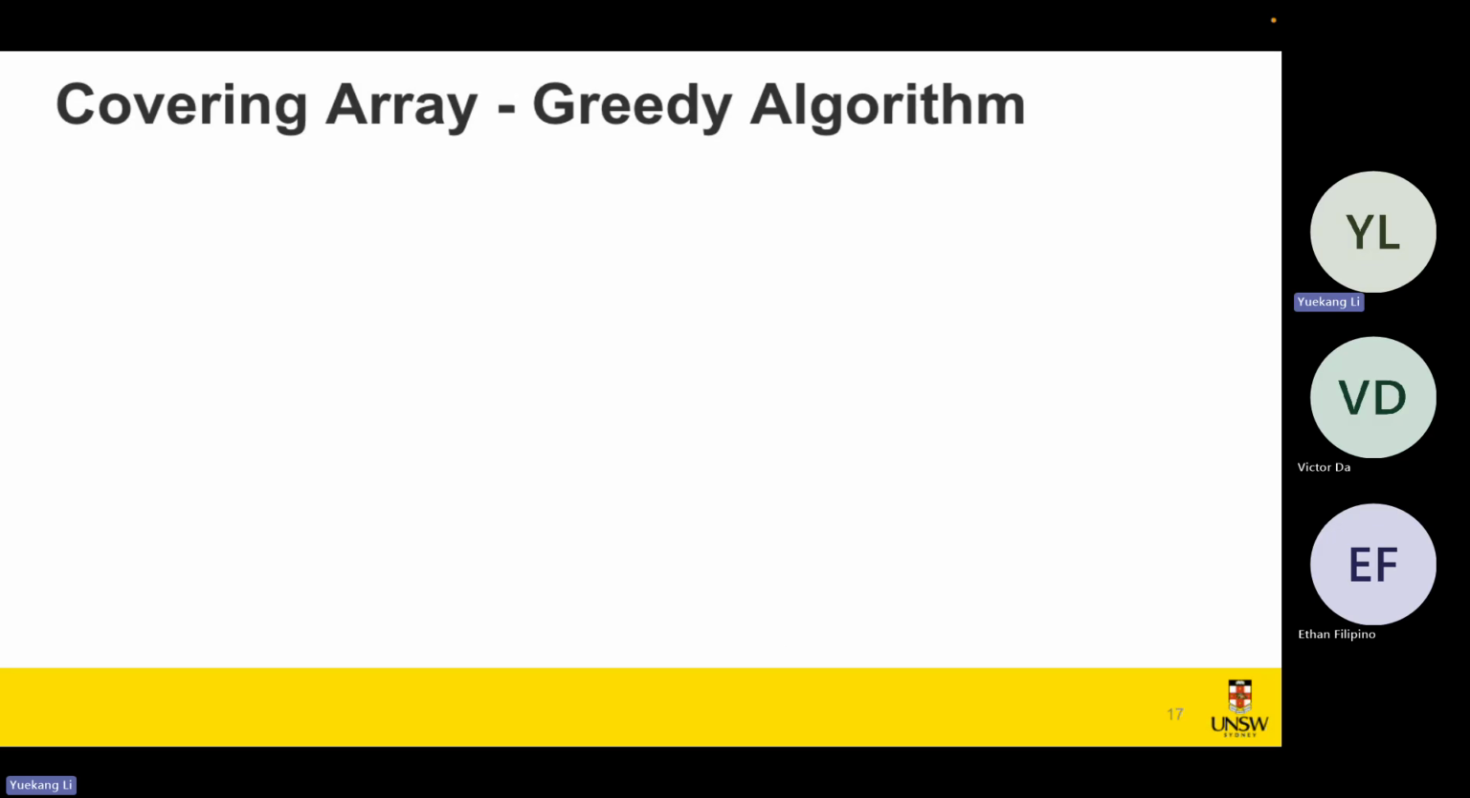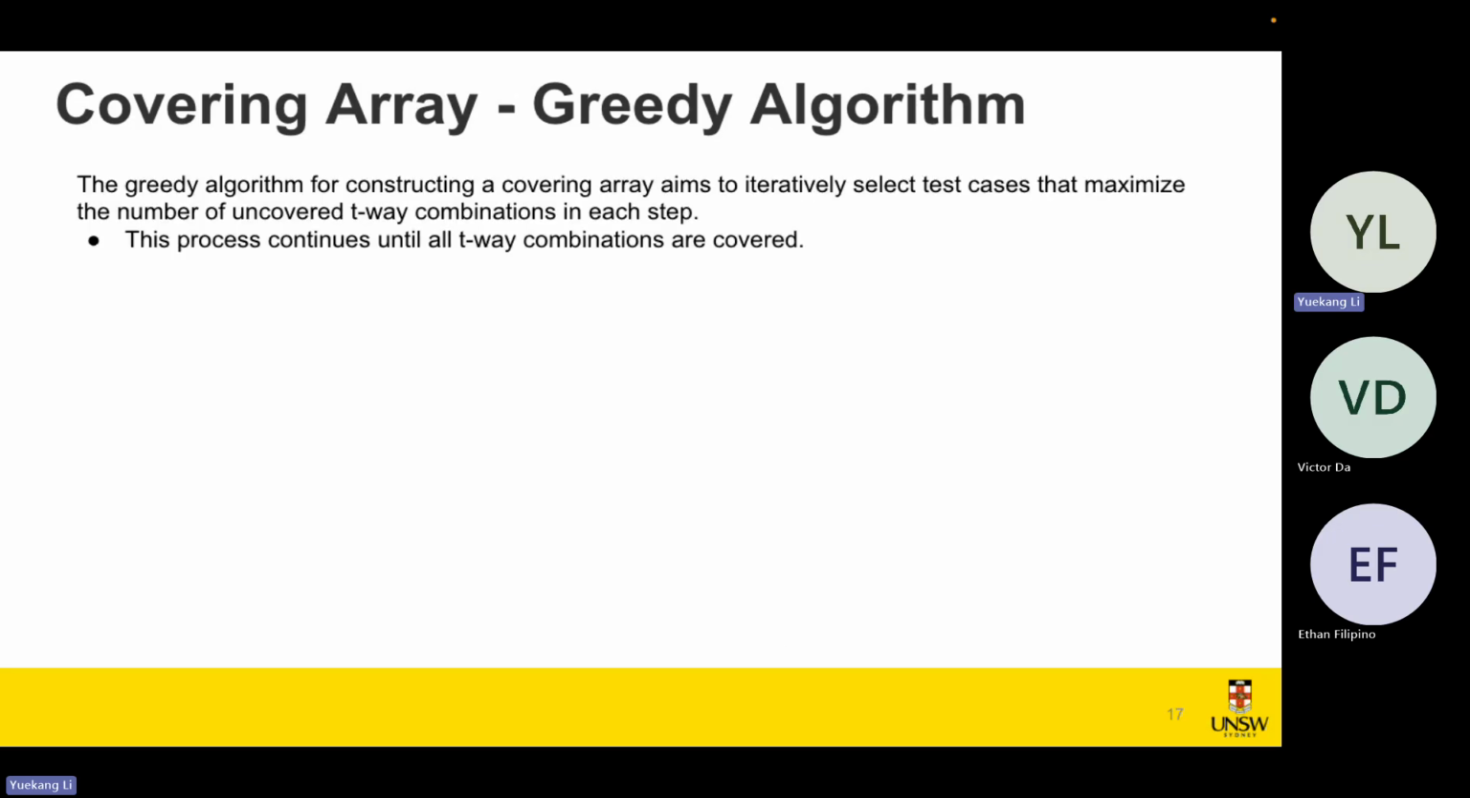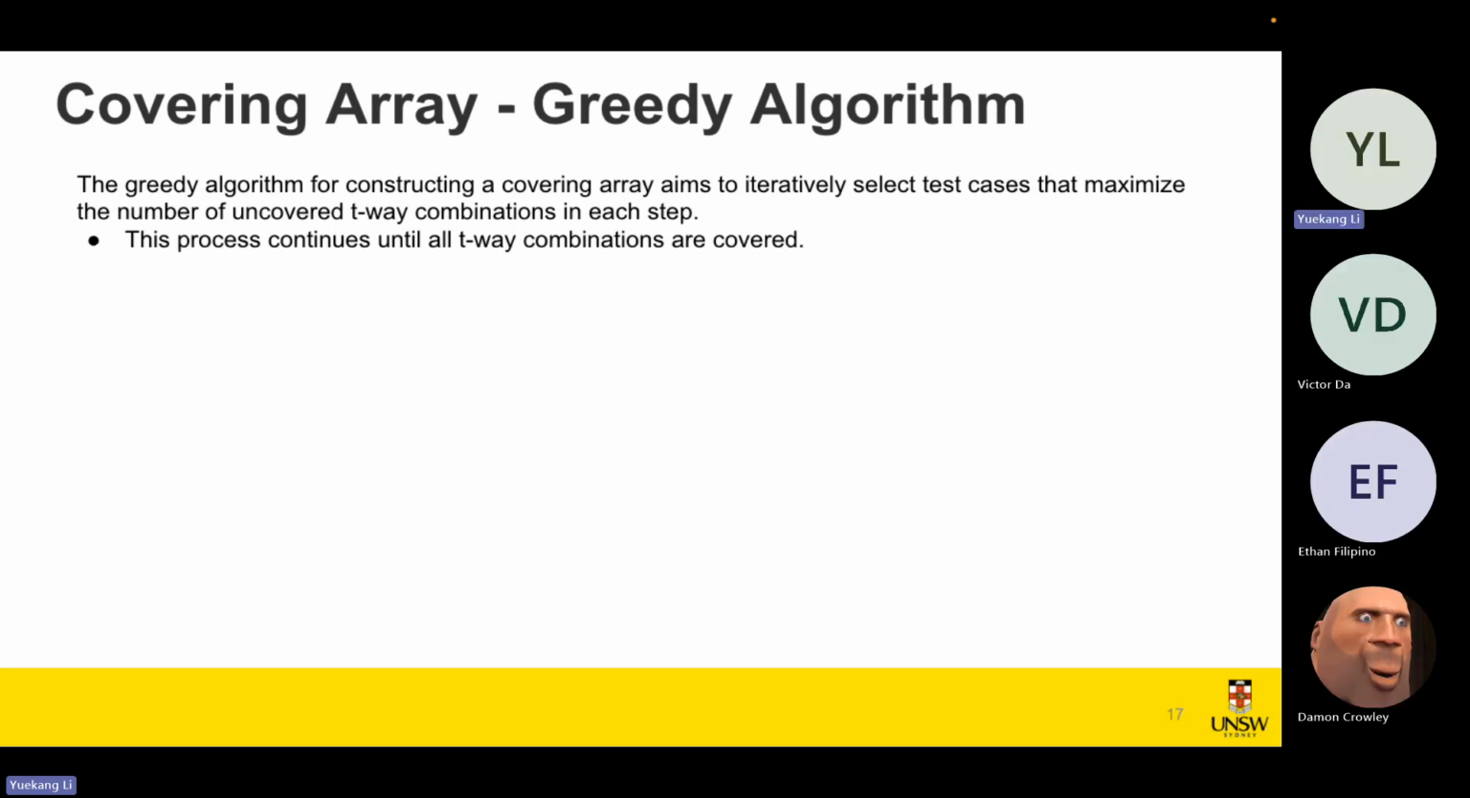So you might have learned greedy algorithm somewhere else, right? Greedy algorithm is to maximize the gain at each step, right? So the key here is how do we measure the gain of value at each step. The gain of value here is that at each step we try to create the test case that can maximize the number of patterns we can cover at each step. So this is the key of the greedy algorithm here.